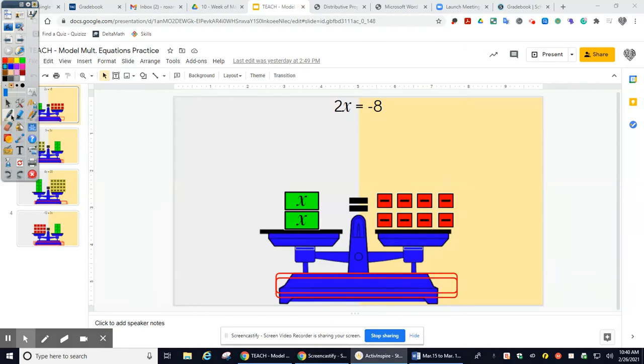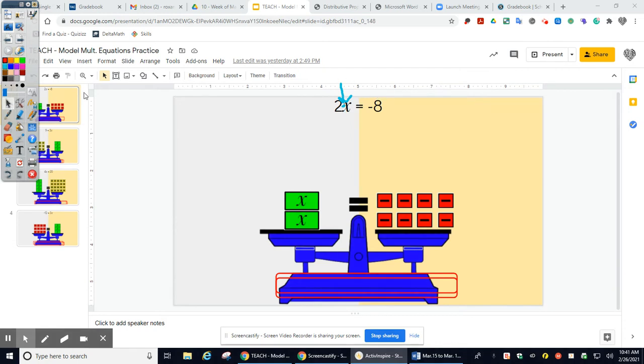All right, so today we're going to be modeling multiplication equations. Okay, let's look at our equation here. It says 2x equals -8. Remember that when there's nothing between the number and the variable, it means that we are multiplying. Multiplication is an invisible operation. So we're really saying 2 times some number equals -8.